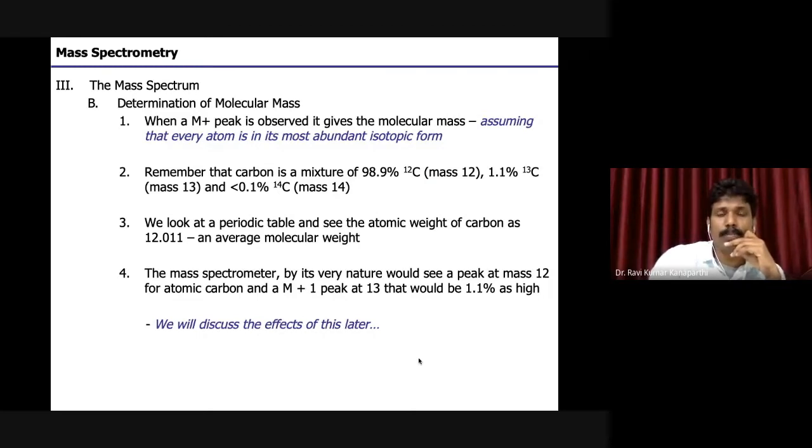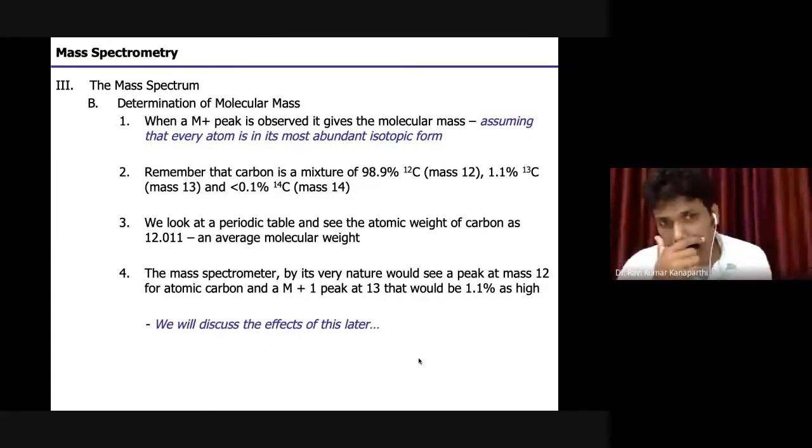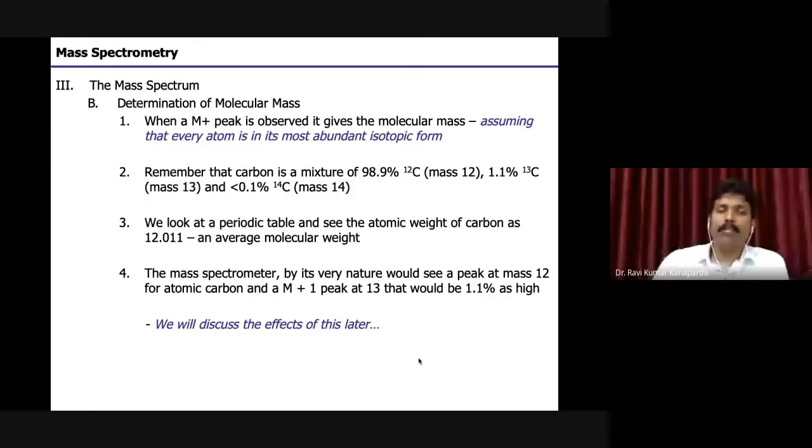Okay, so this is what I was talking about, the isotope peak. The M plus peak, the molecular ion peak, is usually observed on the right hand side, and it will always be associated with some other peaks. What are those? Those peaks are typically M plus 1 and M plus 2 peaks.